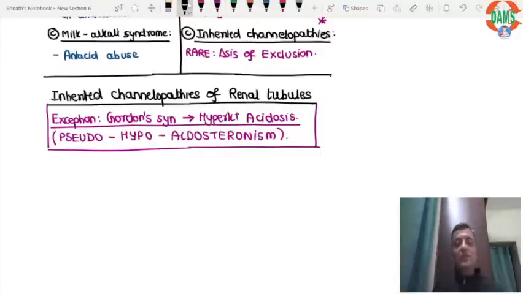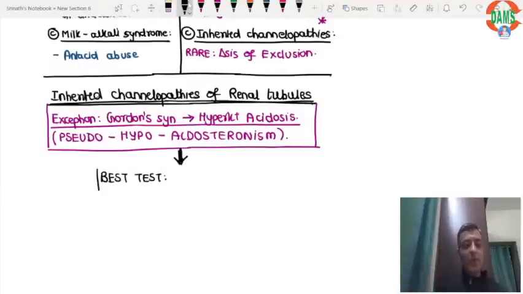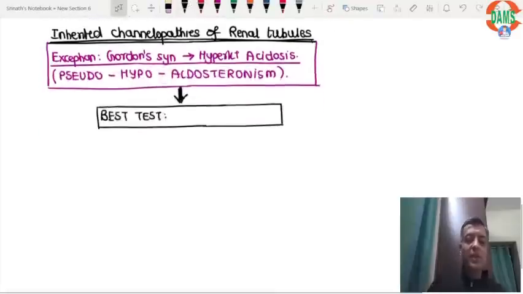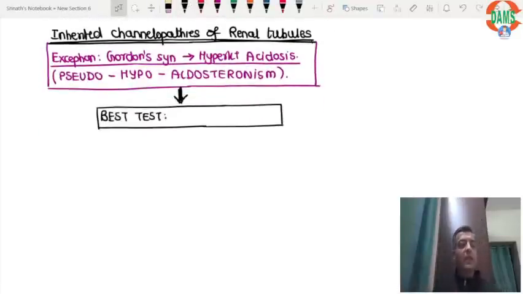So after excluding Gordon's, what test do we do? In the inherited channelopathies of the renal tubule, what is the test that we do to diagnose the cause? Come on, what will be the best test to identify the cause of the channelopathy? Over to you. I'm hearing all of you have typed the names of the channelopathies, but tell me which is the single best test to differentiate between the three.